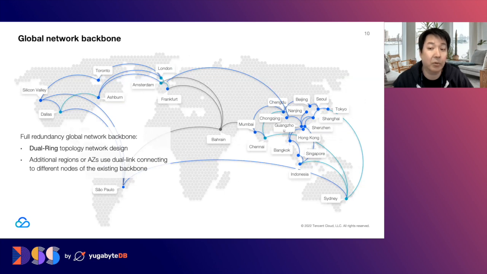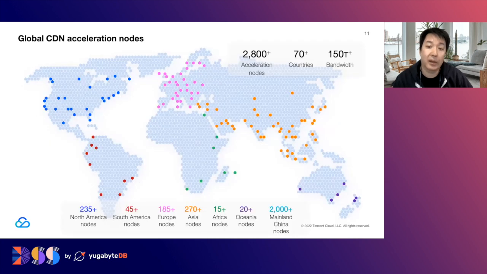Tencent Cloud's global network backbone is all interconnected with full redundancy in a dual ring network design, ensuring that there's always a pathway from one region to another. Tencent Cloud has over 2,800 plus points of presence around the world. 2,000 is in China. These are for the purpose of CDN acceleration as well as DNS. But we have recently released edge compute machines to allow processing on certain edge locations.